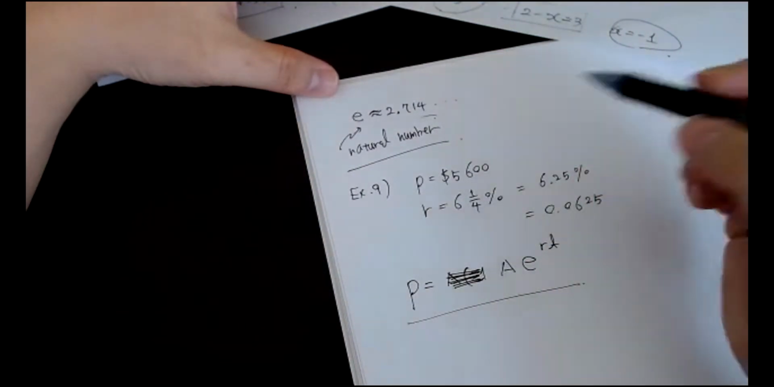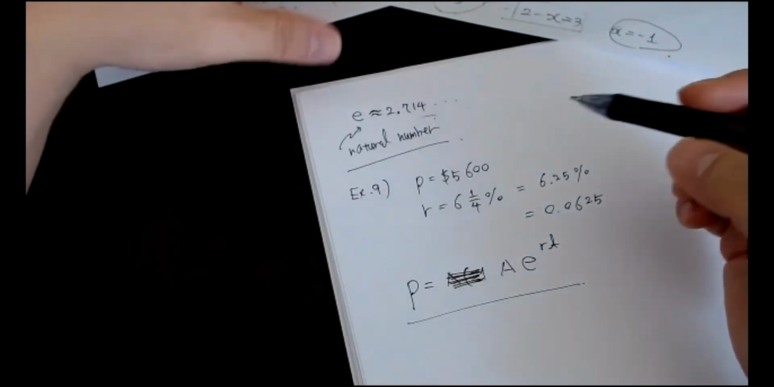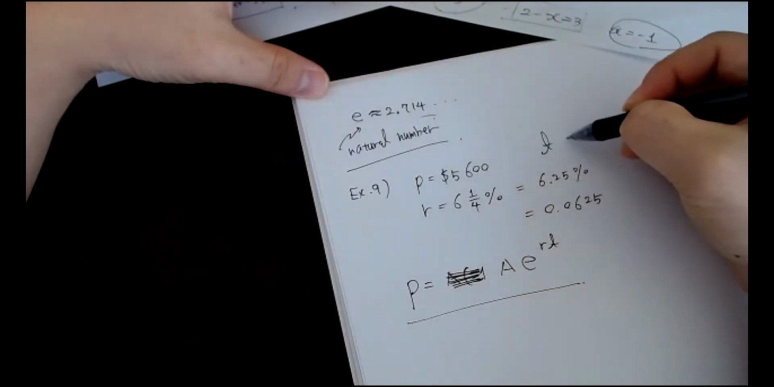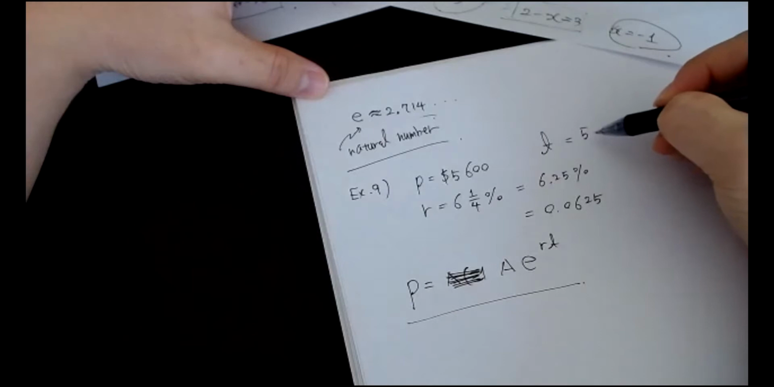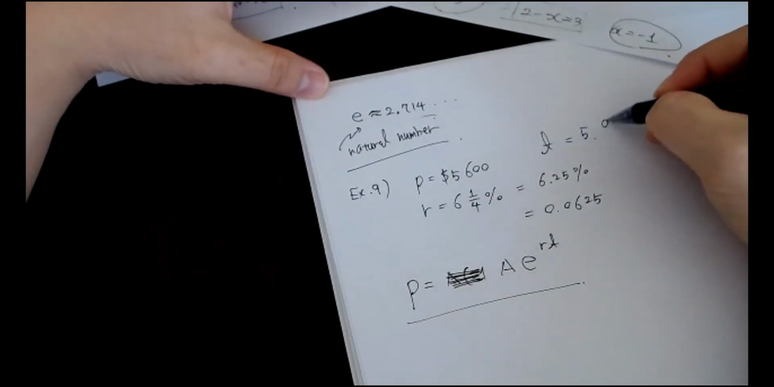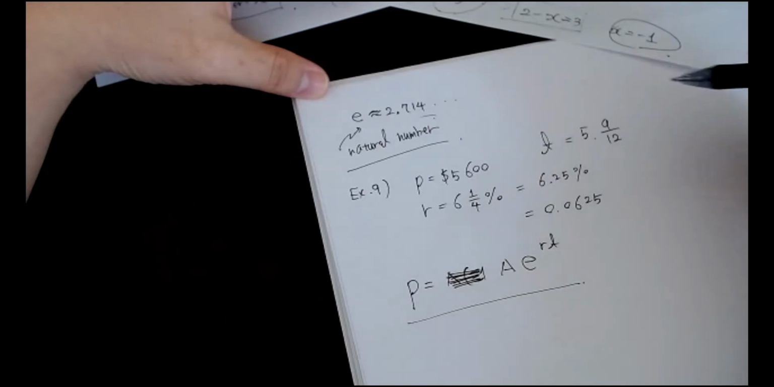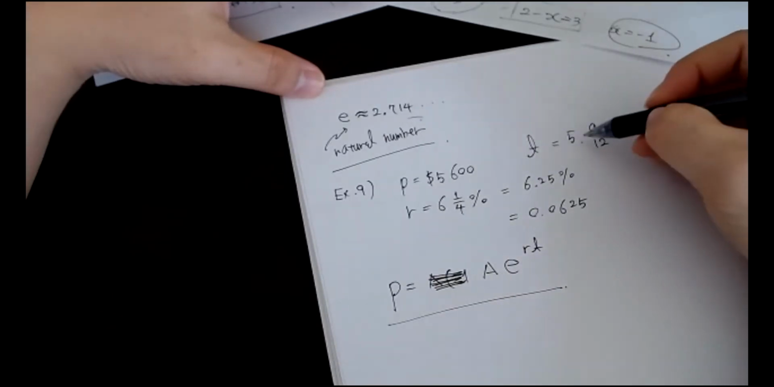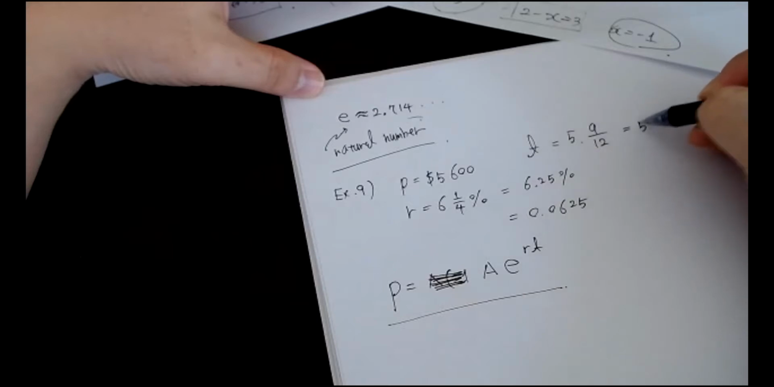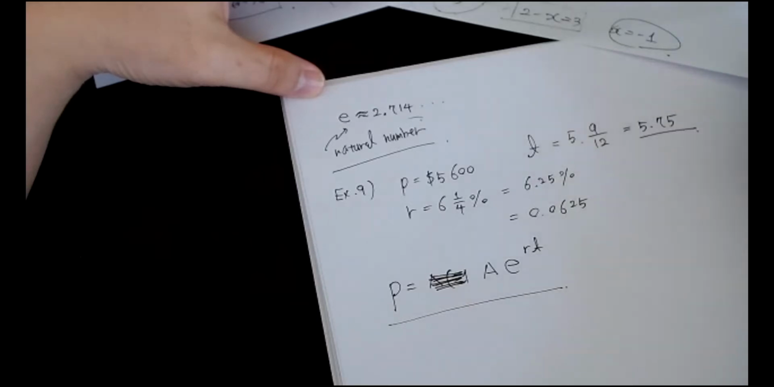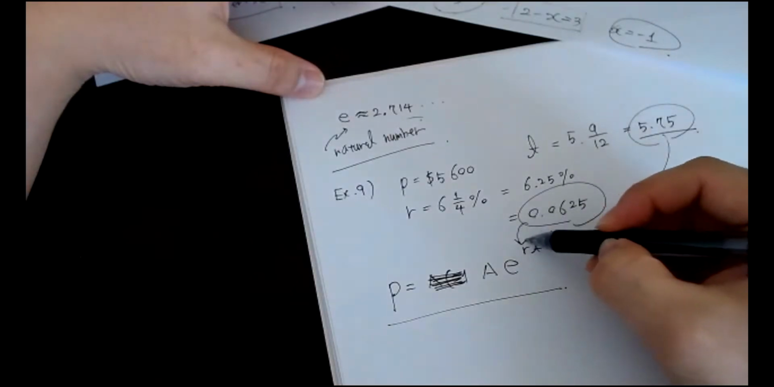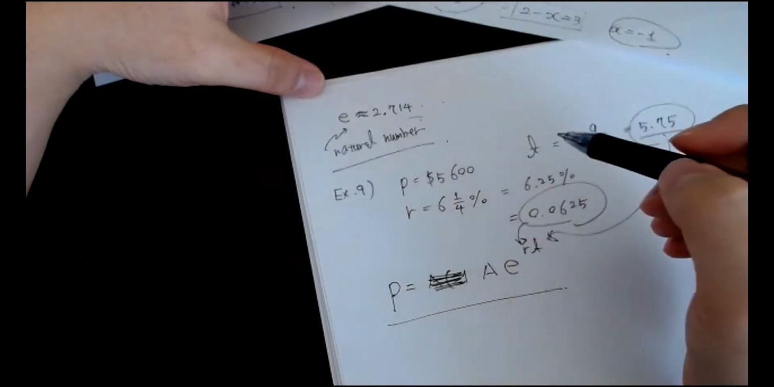The problem says it's compounded continuously for 5 years 9 months. So 5 years and 9 months: 9 months must be 9 over 12 of a year, right? Because we have to convert the months to years. So that is approximately 5.75. We plug this number into t, and we plug 0.0625 into r.